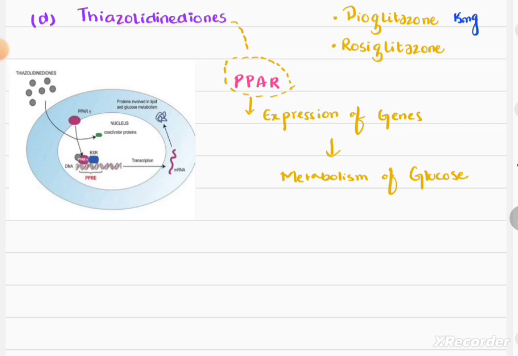So this is a structure in which you can see that this is the receptor which is present in the cell membrane. Thiazolidinediones will interact with this receptor, and as a result there will be production of proteins, and these proteins will increase the sensitivity of the insulin. So they have a mechanism of action that acts at the level of the genes.